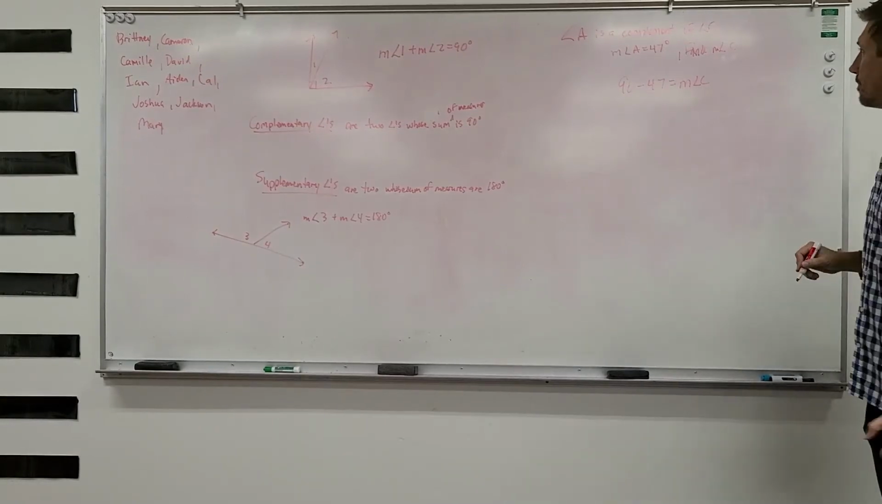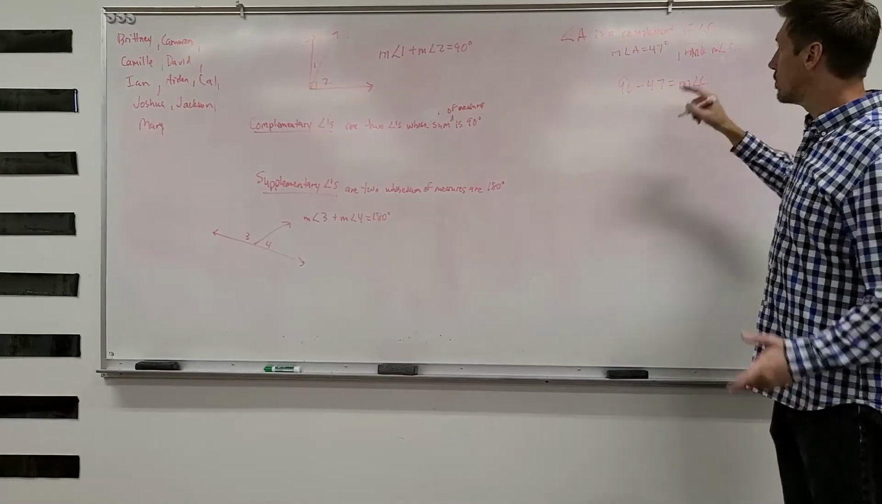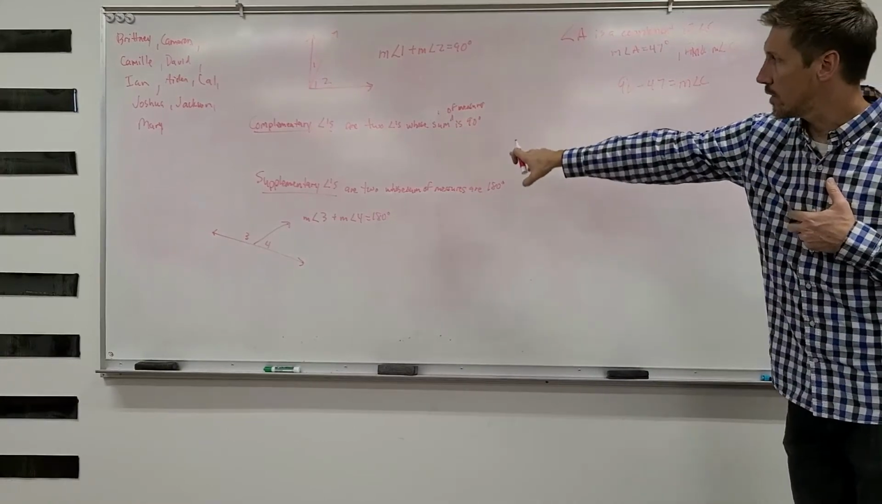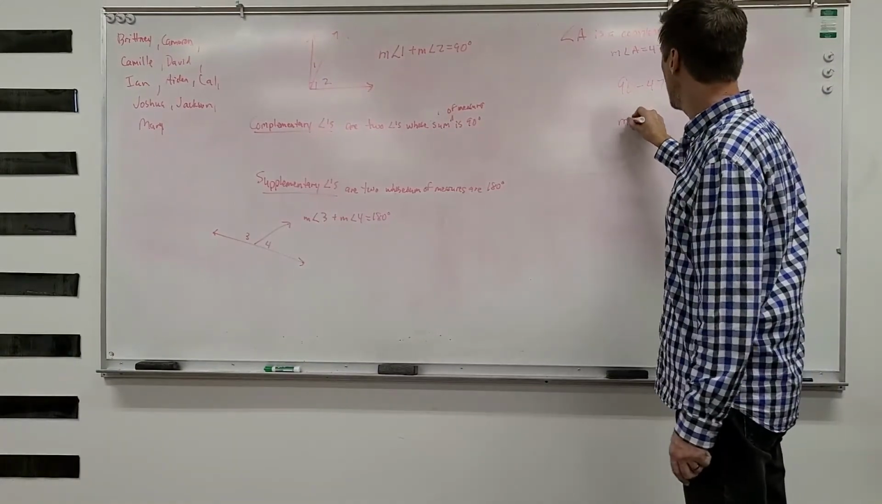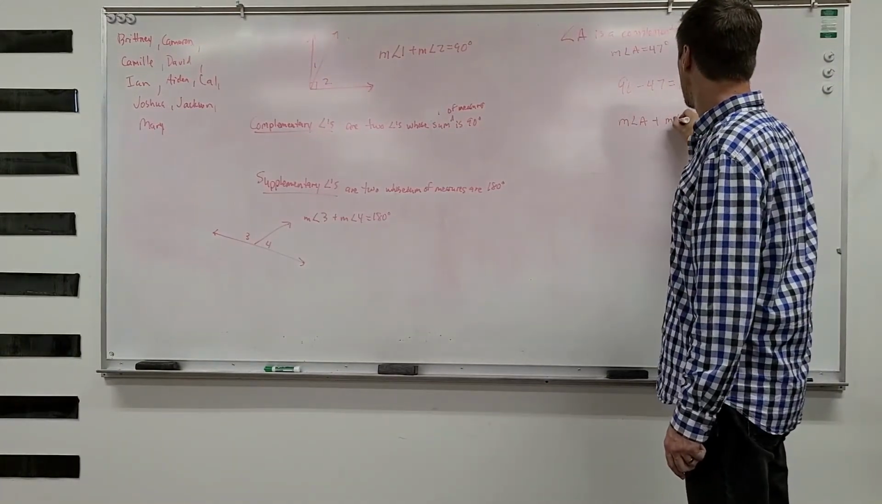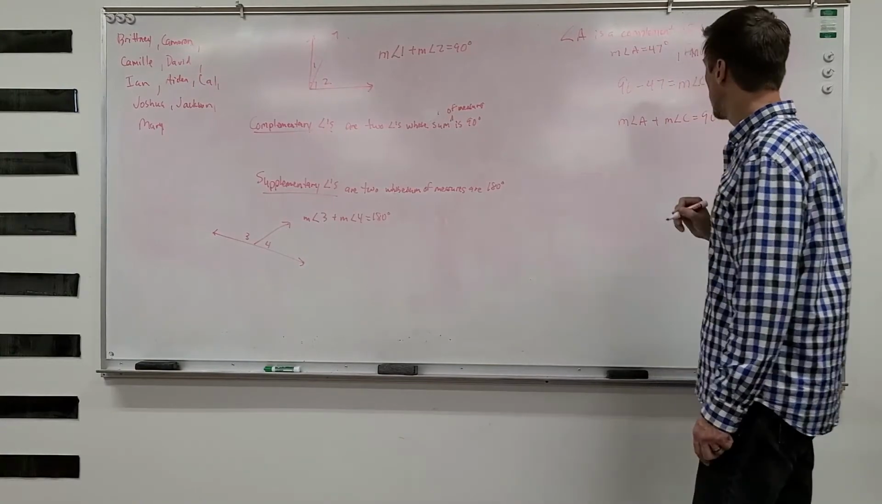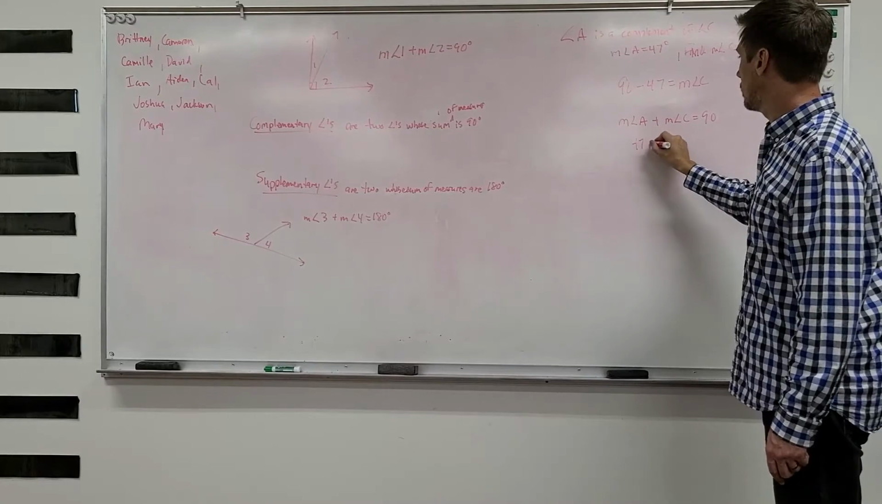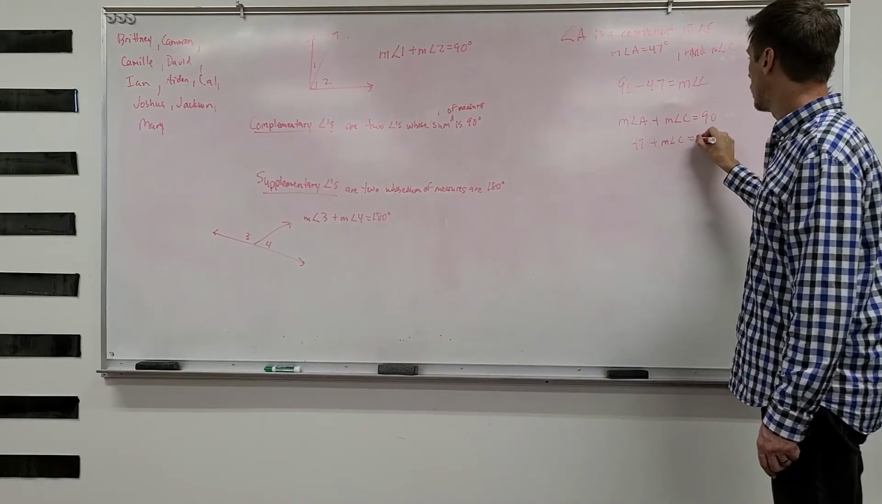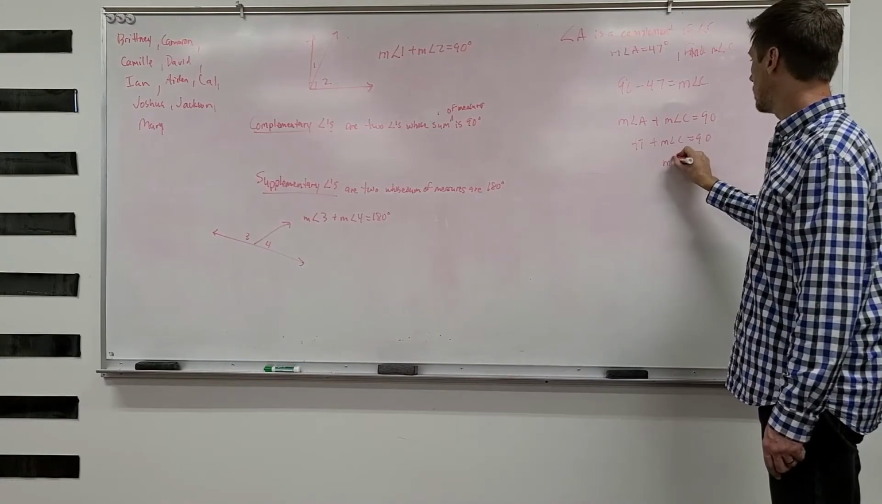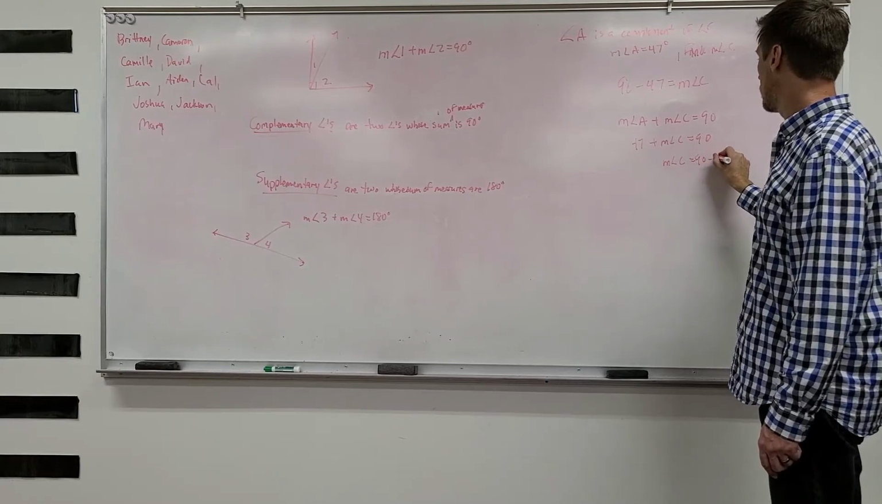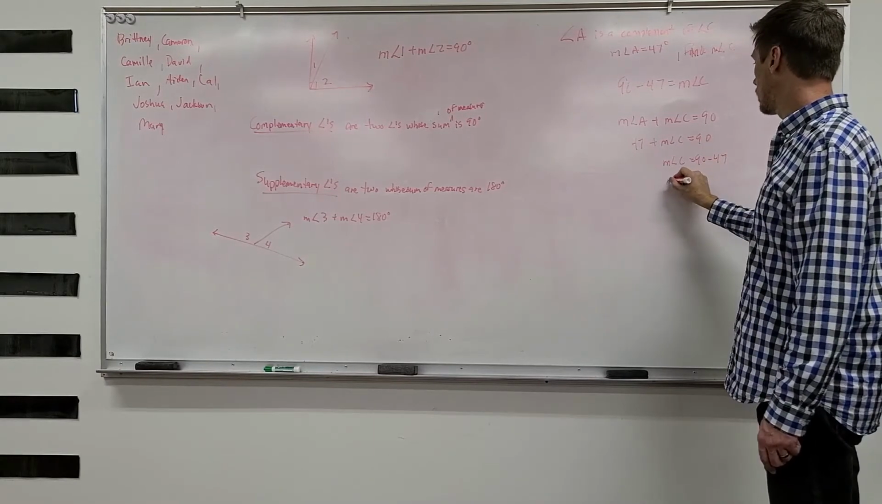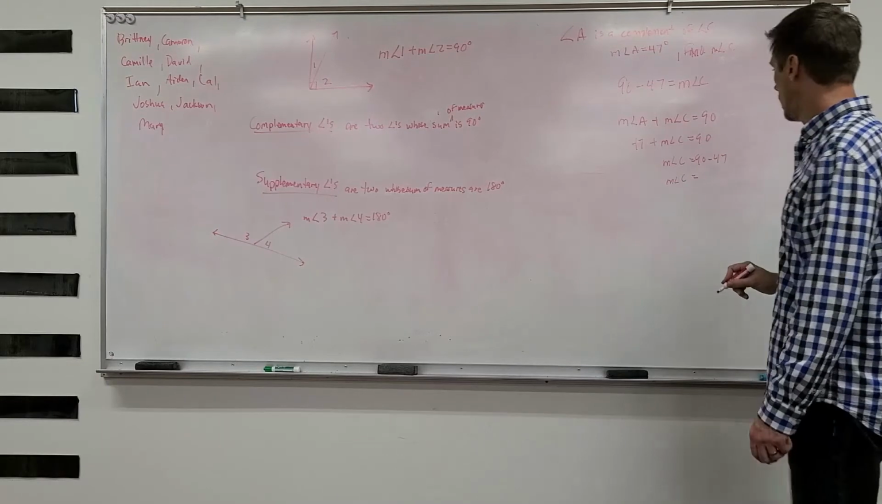Okay. So to reverse this, if we wrote it the way that we wrote it over here, we could say that the measure of angle A plus the measure of angle C equals 90, right? And we already know the measure of angle A, so we could plug in a 47 there equals 90, and then we could say that means the measure of angle C equals 90 minus 47. And so the measure of angle C equals 43.